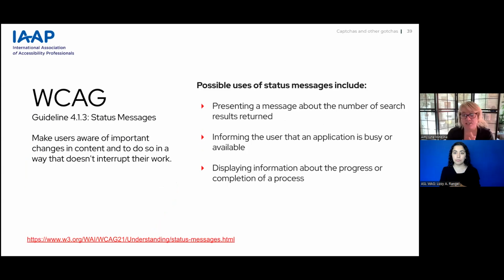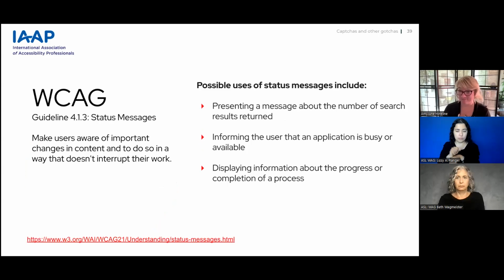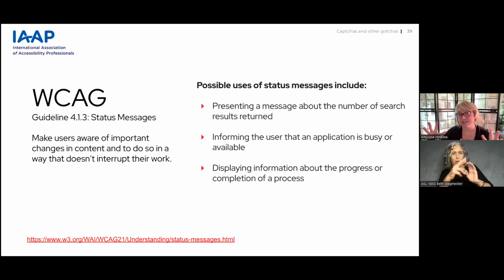So status messages, this has another whole guideline dedicated to it, 4.1.3. We want to make sure our users are aware of important changes in content, and we do so in a way that doesn't interrupt their work. So when appropriate roles or properties are assigned to status messages, the new content is spoken by the screen readers in a way to assist our blind and low vision users. Most sighted users can observe text peripherally added to the viewport.